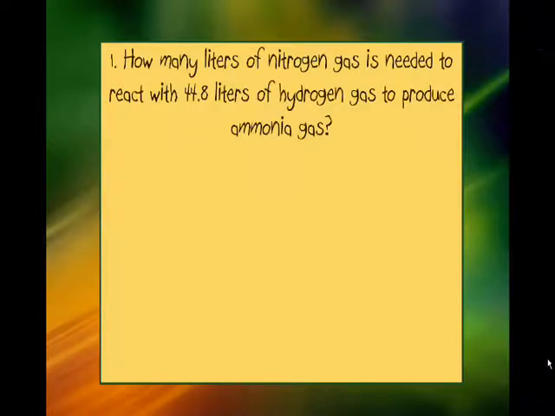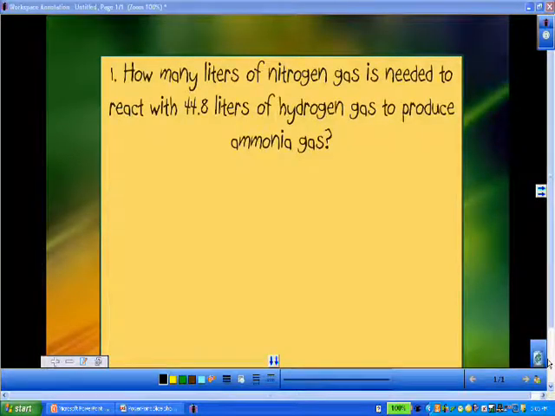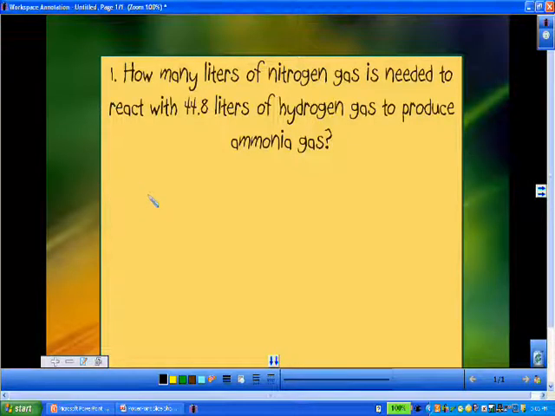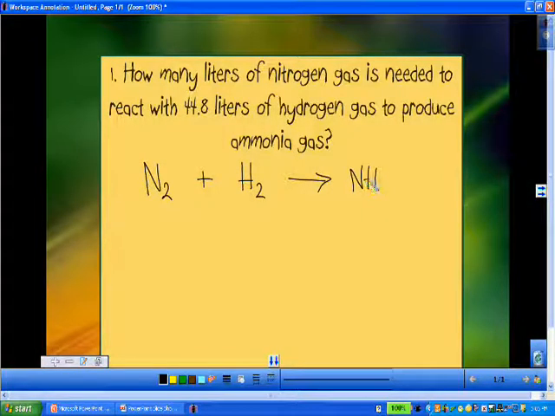Problem number 1 states: how many liters of nitrogen gas is needed to react with 44.8 liters of hydrogen gas to produce ammonia gas? And so first we must write our correct equation. So we are looking at nitrogen gas. Nitrogen gas is diatomic, and it is reacting with hydrogen gas. Hydrogen is also diatomic, and it is producing ammonia. Ammonia has a formula of NH3.